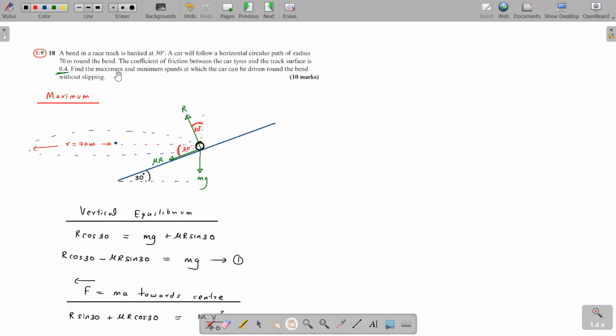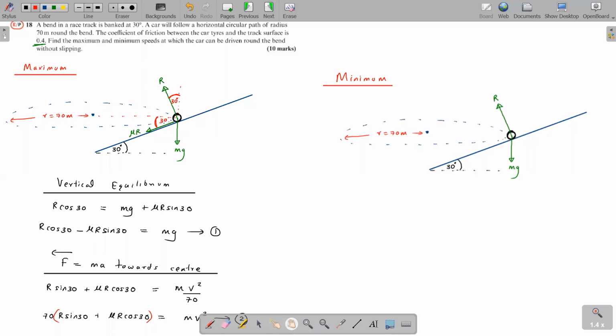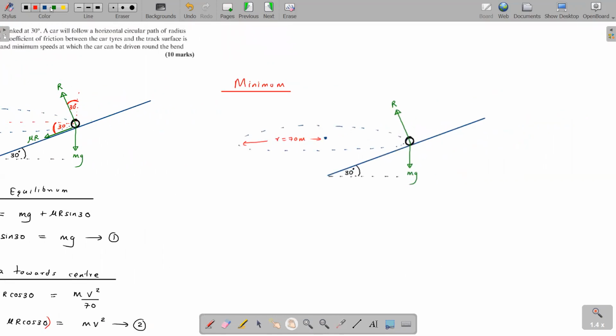Now they're asking us to find the maximum and minimum, so now let's find the minimum speed. To find the minimum speed, it's just the tendency, the direction of the movement of the object. If the speed is low, the particle has a tendency to slip down. Therefore, it's just the direction of friction that's changing. Friction will be directed upward because the particle now has a tendency to move down. So your mu R friction is acting upwards. Agreed?